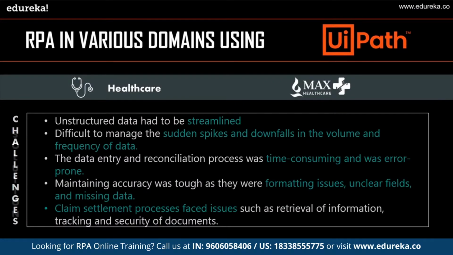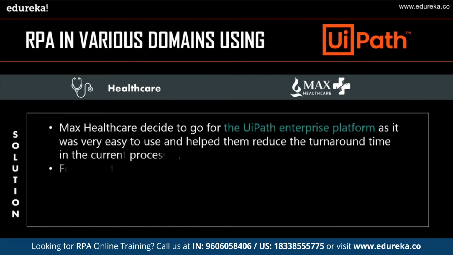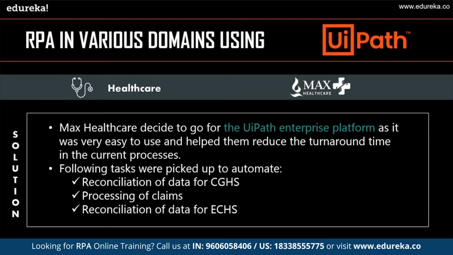So, to avoid these challenges, Max Healthcare decided to go for UiPath's enterprise platform as it was very easy to use and helped them reduce the turnaround time in the current processes. Since the company wanted to start only with a few tasks, they picked up tasks such as the reconciliation of data for CGHS, the processing of claims, and the reconciliation of data for ECHS. A UiPath robot was developed to extract the customer related information from PDF files and Outlook messages. After the data is collected, it is populated in a CSV format to integrate with the client's database.